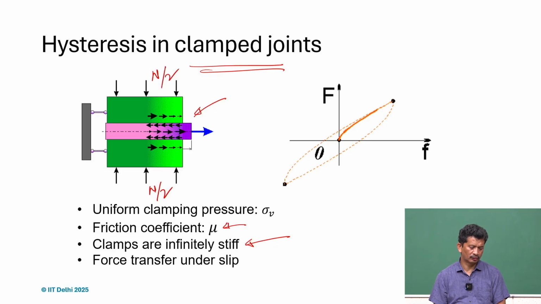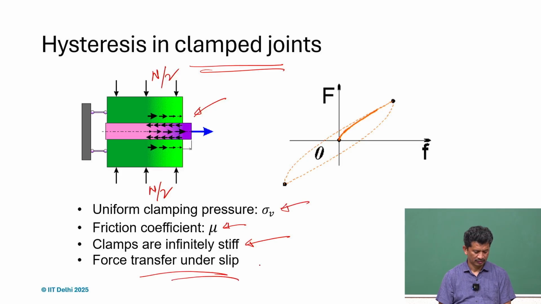So what we realize is that even though it's well distributed, we can still have hysteresis because of this force transfer. If we apply force F and move forward and backward, then when there is a reversal, this force transfer happens.